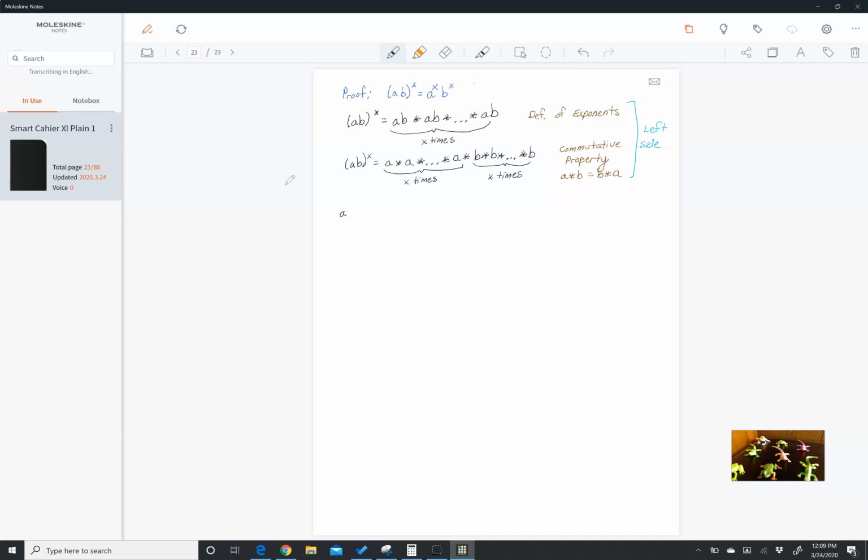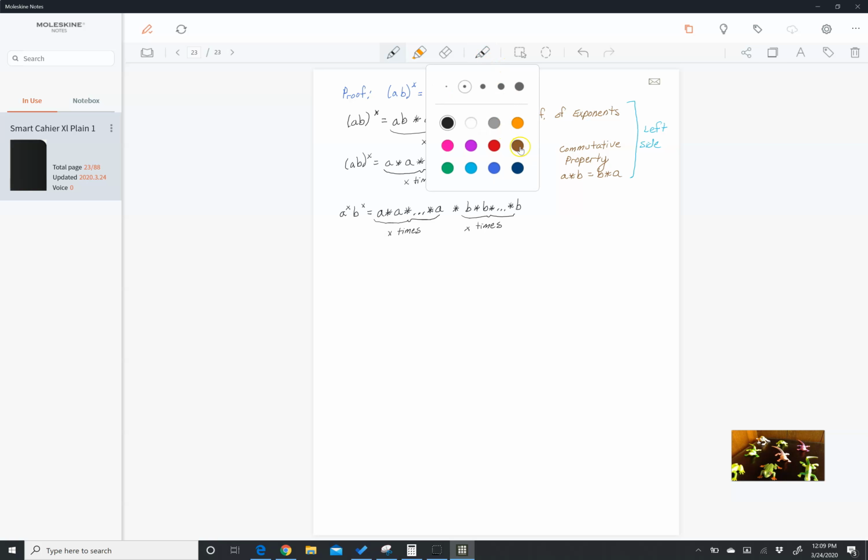So the right side says a to the x times b to the x. And we know, using the definition of exponents, that this is a times a times a, x times, and then times b times b times b, also x times. Okay. And that's just definition of exponents.